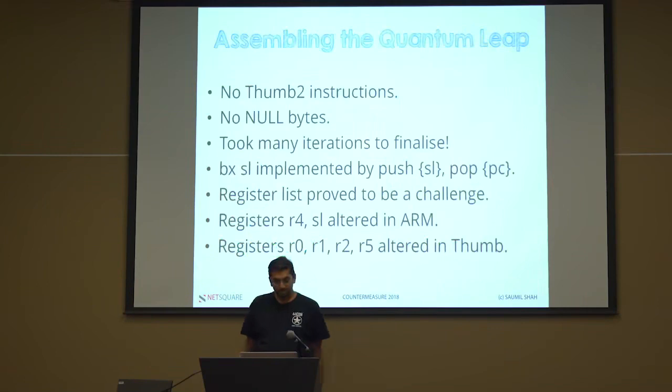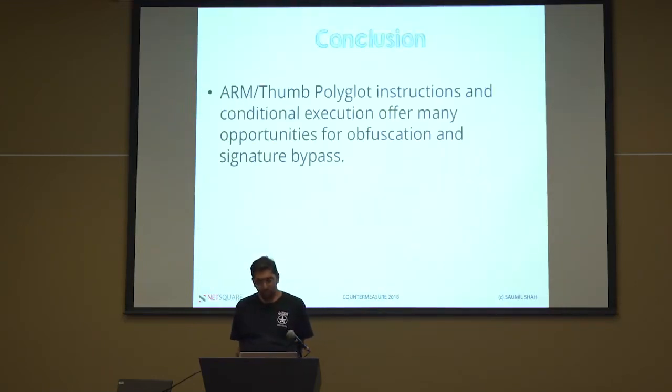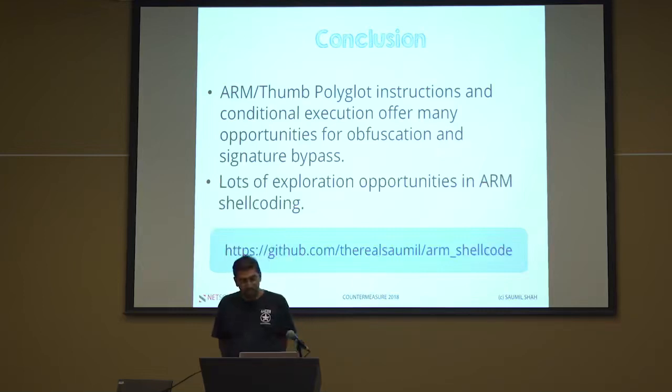Right, so the final stuff in the quantum leap code, this basically worked. I did the demo, conclusion. So there's a lot of opportunity, not only for exploring ARM shellcode, but also explore tricks with ARM shellcode. These are just 2 tricks that I presented. If you want to play with them, the code's available on GitHub. Take it, modify it. If you find better tricks, please let me know. I'll buy you beers or any beverage of a choice.